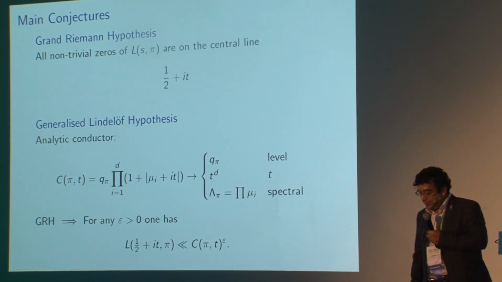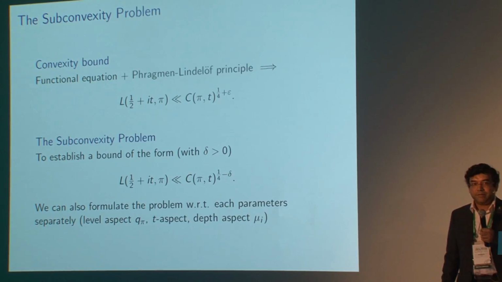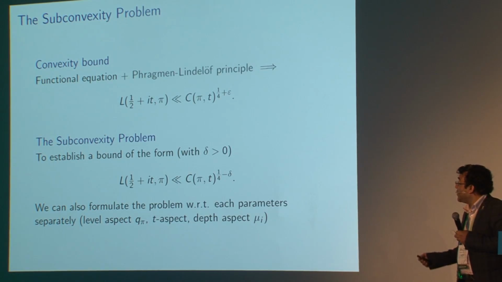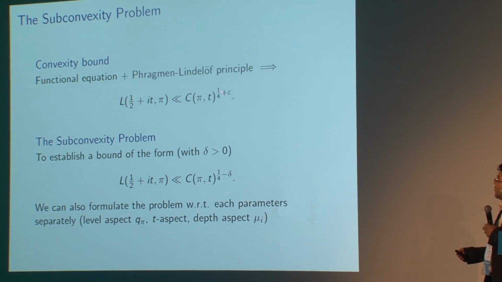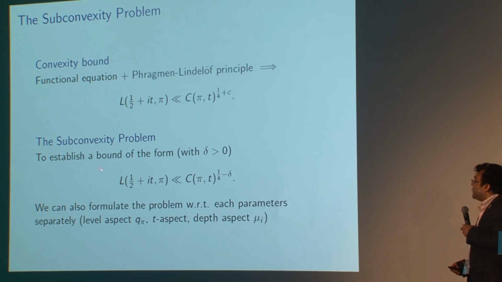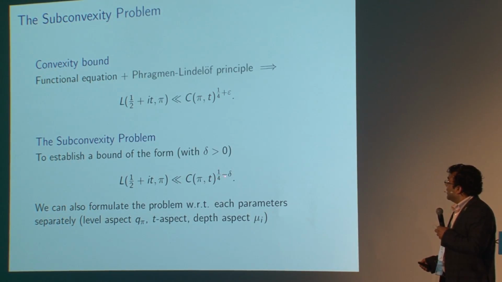Okay, so what can you say? Using the functional equation and the Phragmen-Lindelof principle, we can say that L(1/2 + it, pi) is bounded by the conductor to the power 1/4 plus epsilon. Okay, so that's the trivial bound. It's nothing more than the functional equation over here. And that's called the convexity bound. And the subconvexity problem is trying to get a bound which will beat this bound by an exponent smaller than 1/4. So this is what we are trying to do.